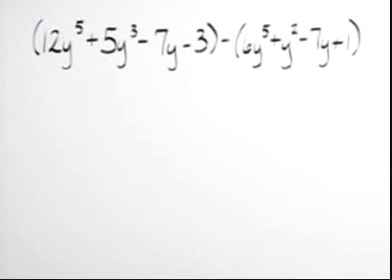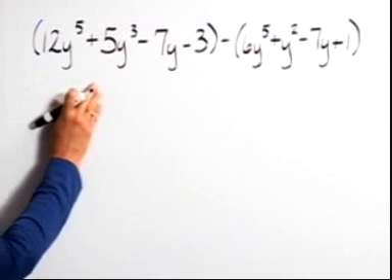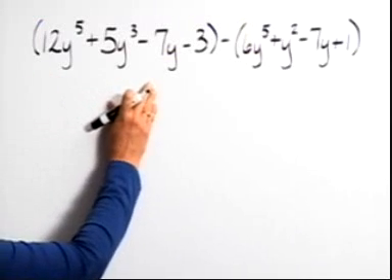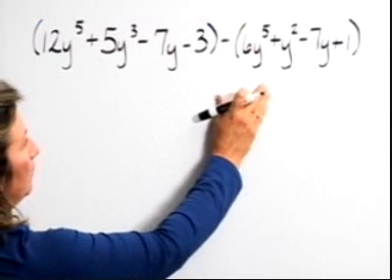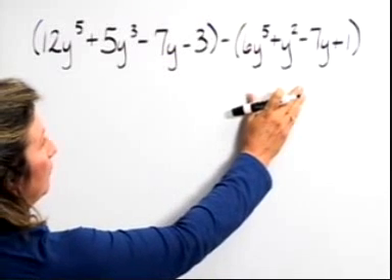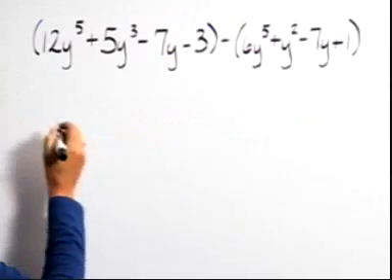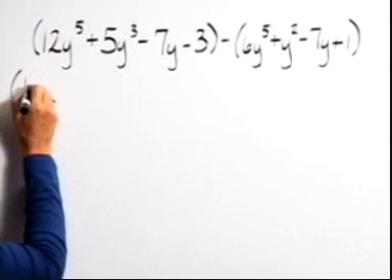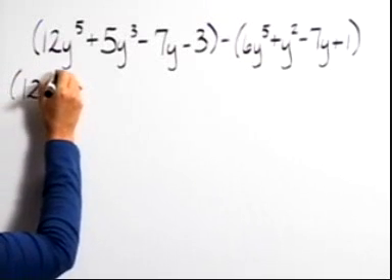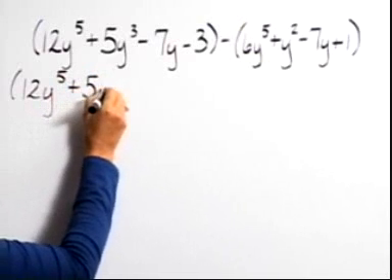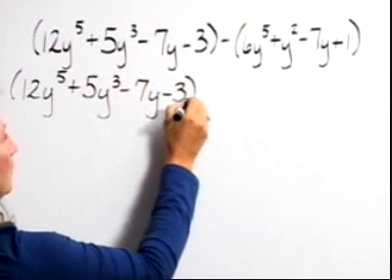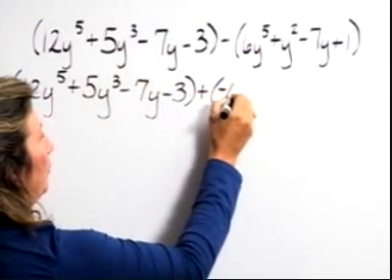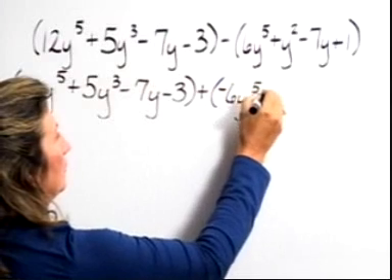Subtract and write the resulting polynomial in descending order of degree. We have 12y to the fifth plus 5y to the third minus 7y minus 3, minus a 6y to the fifth plus y squared minus 7y plus 1. We'll start by writing an equivalent addition sentence. And remember that changes the signs.